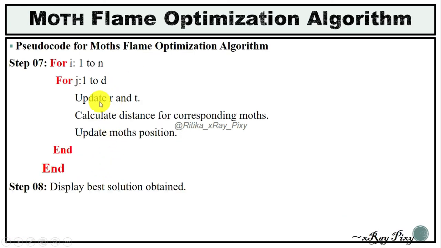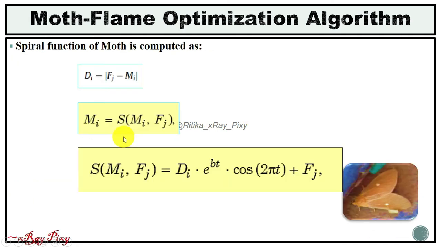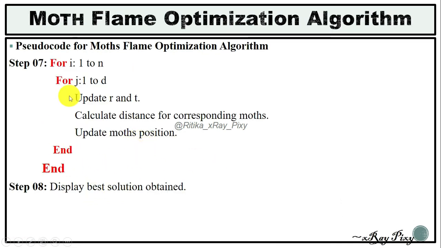Now inside this loop, first we will update R and T. Here R is linearly decreasing from -1 to -2 over the course of iterations, and T is the random number for the randomness. And now after that, calculate the distance for the corresponding moth and update the position. So we will follow certain equations in order to update the moth position. After that, until the stopping criteria is matched, we will repeat the loop, and in the end we will display the best solution that you obtained in the previous iteration. So by following certain steps, you can solve a numerical example for this algorithm.